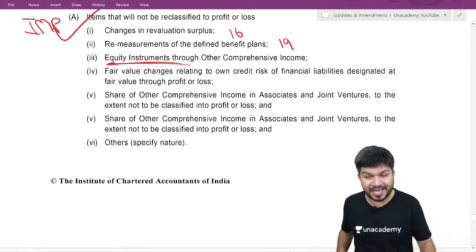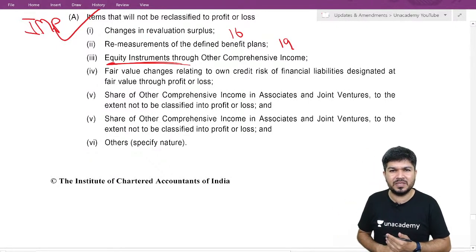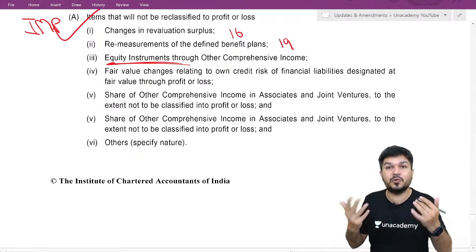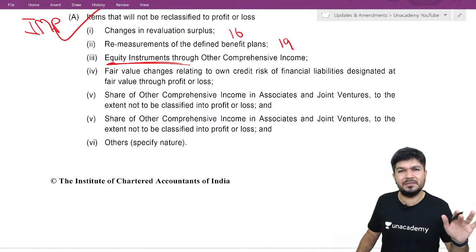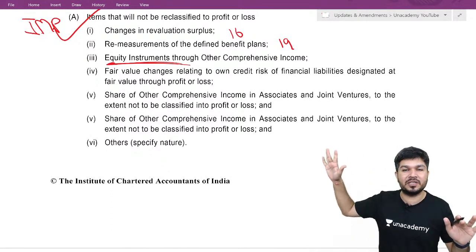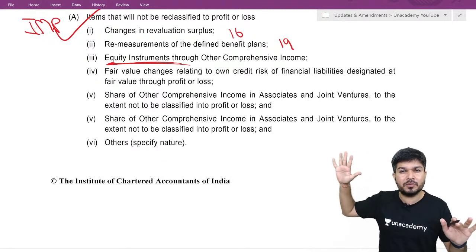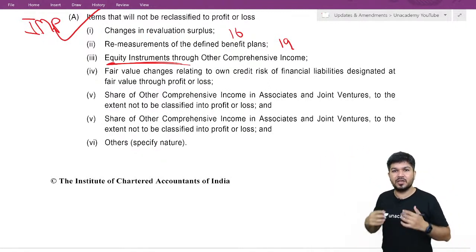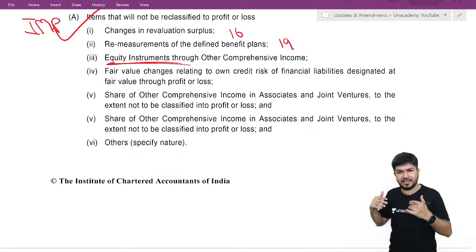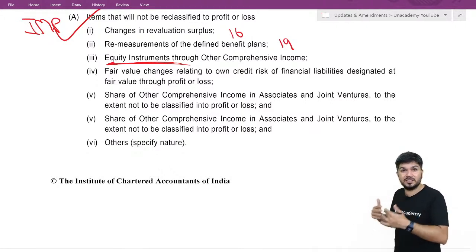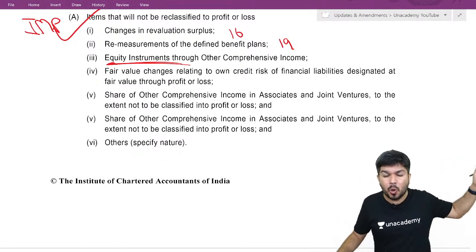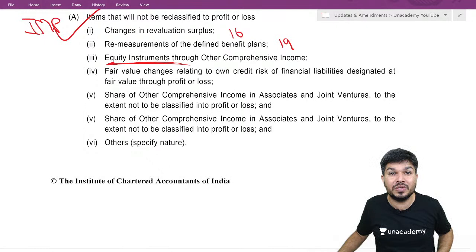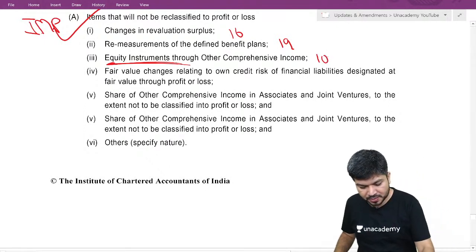Equity instrument through OCI, investment in equity. Investment in equity, if it is classified as FVTOCI. Now, investment in equity can be either FVTOCI or FVTPNL. Normally, it's FVTPNL. If you choose an irrevocable option, yaad aaya? If you choose an irrevocable option, then you can have it as FVTOCI. If equity instruments are taken as FVTOCI, fair value changes will come in OCI, accumulated in other equity. When those equity shares are sold, it will be directly transferred to retained earnings. This is Ind AS 109.